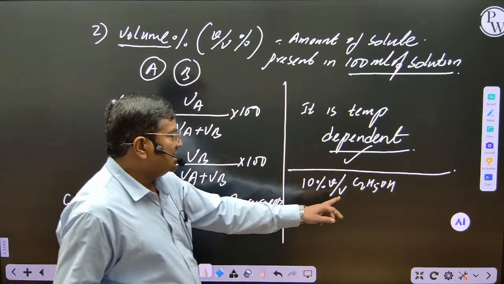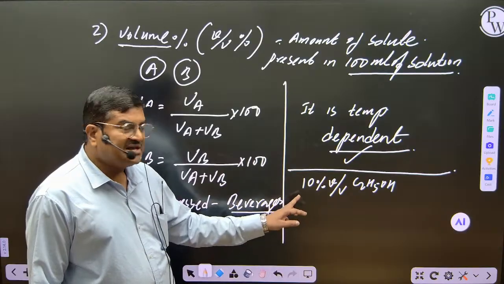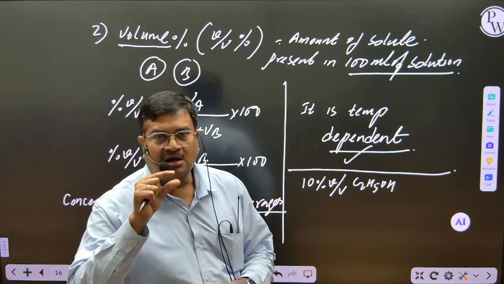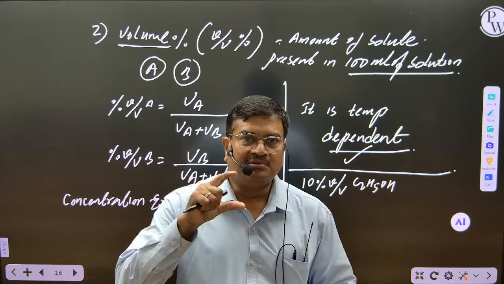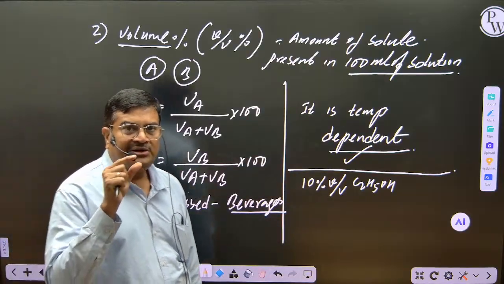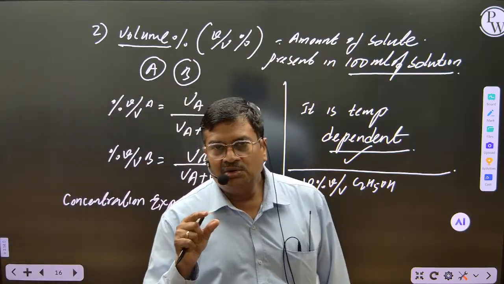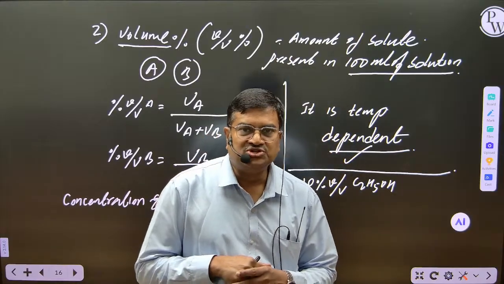Ethanol is the IUPAC name, common name ethyl alcohol. It means I have taken 10 ml of ethyl alcohol. To that I have added how many ml water? 90 ml of water. Getting idea? 10% V by V means what? I took 10 ml of ethyl alcohol, to that I added 90 ml of water, and I made it to 100 ml solution.